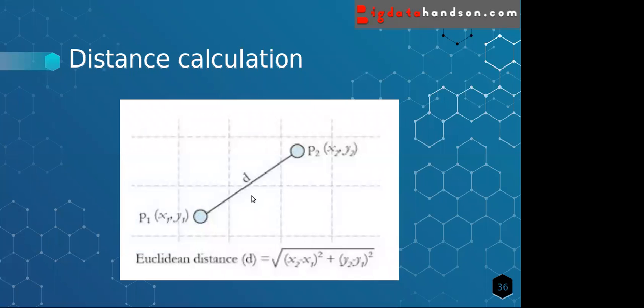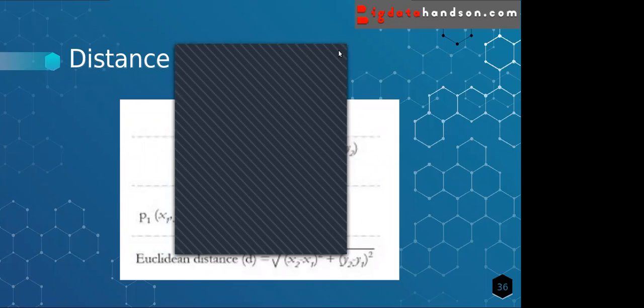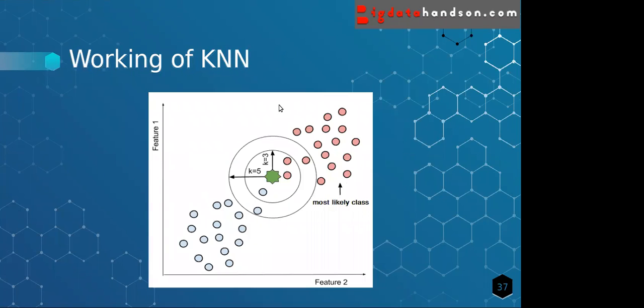So after finding the distance, what will it do? It will take k neighbors. That's why it is named k neighbors. So we'll take the k nearest values. For example, the green one is the new case, the new data point, and you can say the test data. These are all the training data. Let's say we have two categories here, red and blue.